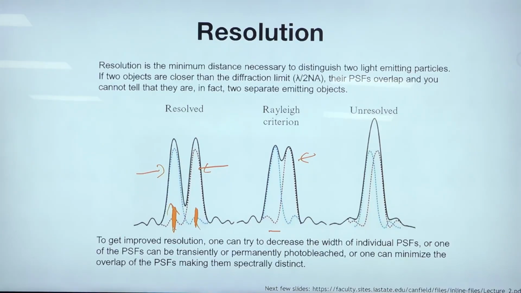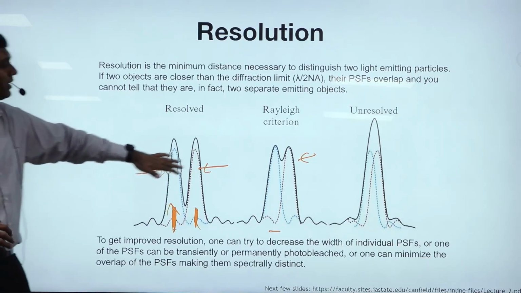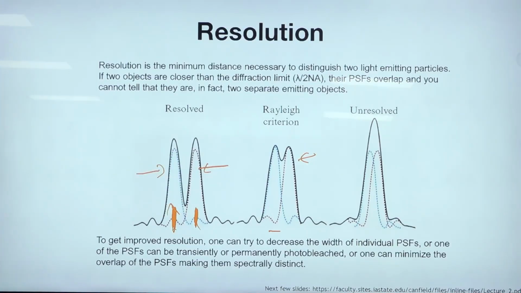The exact number is not very crucial; different criteria will have approximately the same number, but not exactly. The important thing is, when are they unresolved? If they essentially become one blob, then you really cannot distinguish the two dots. So that is the fundamental limit of resolution because of the diffraction limit.